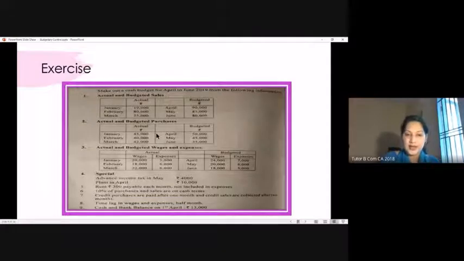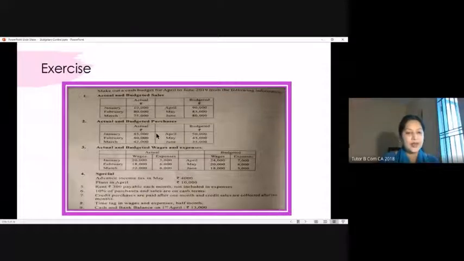So they say credit purchases are paid after 1 month. So 90% of the purchases are paid after 1 month, and credit sales are collected after 2 months. Suppose a purchase happens in April, the payment will be made in May. But with respect to sales, they are saying after 2 months. So if a sale happens in April, the collection will be in June, after 2 months, likewise. So that's the case with credit purchases and credit sales.